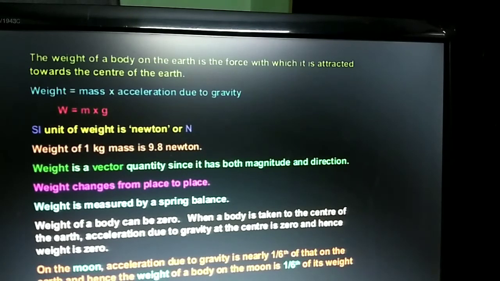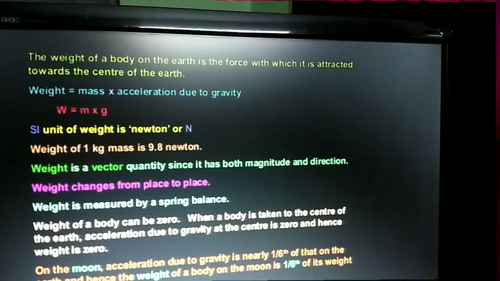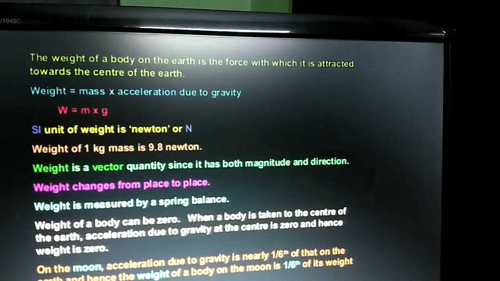Mathematically, weight is equal to the product of mass and acceleration due to gravity, or W = mg. Weight of 1 kg mass is 9.8 Newton. Weight is a vector quantity since it has both magnitude and direction. Weight changes from place to place. Weight is measured by a spring balance. Weight of the body can be zero.